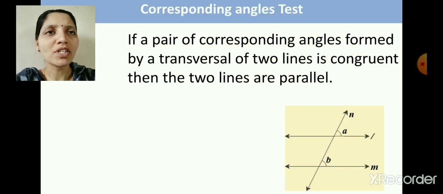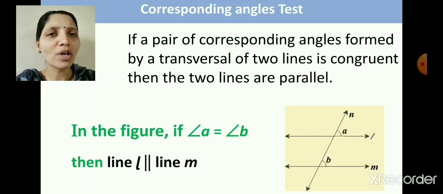Then we have seen the converse of the corresponding angles theorem. It is also called the corresponding angles test, which states that if a pair of corresponding angles formed by a transversal of two lines is congruent, then the two lines are parallel. So if you consider this figure, if angle A is equal to angle B, then what you have to show? Line L is parallel to line M.